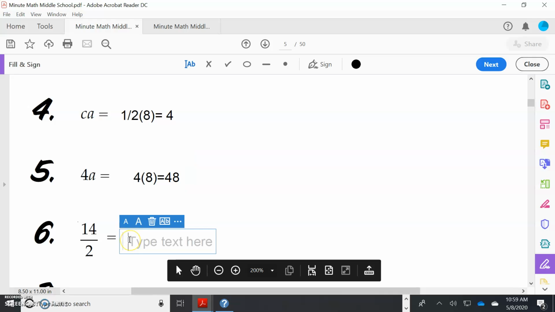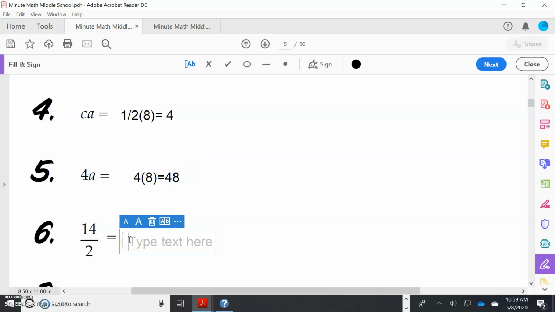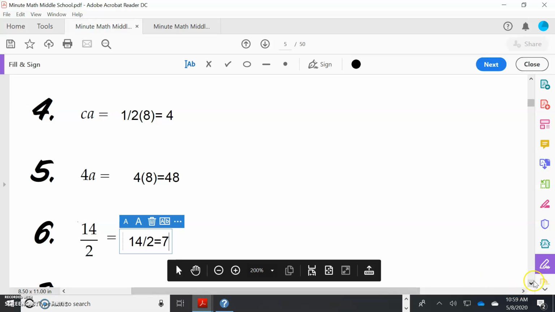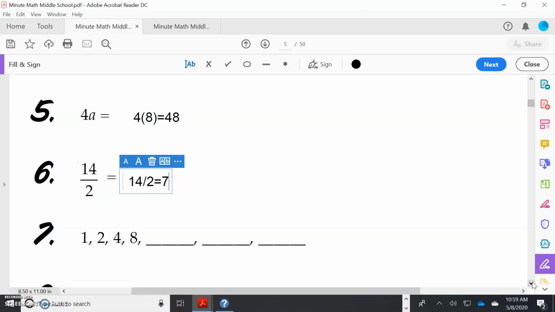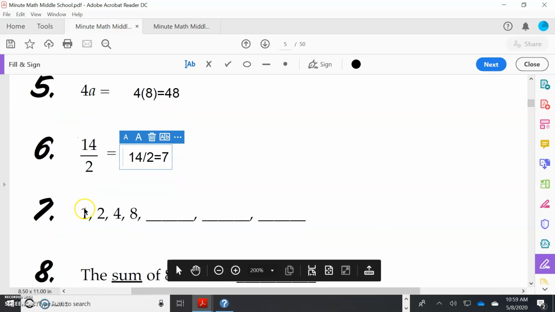Now we're going to come down here and we're going to do 14. 14's on top, so it can go first. Divide sign 2 equals 14 divided by 2. If you had 14 pieces of candy and you cut them in half, you'd have 7 in each pile. Or you made it into 2 piles. You'd have 7.